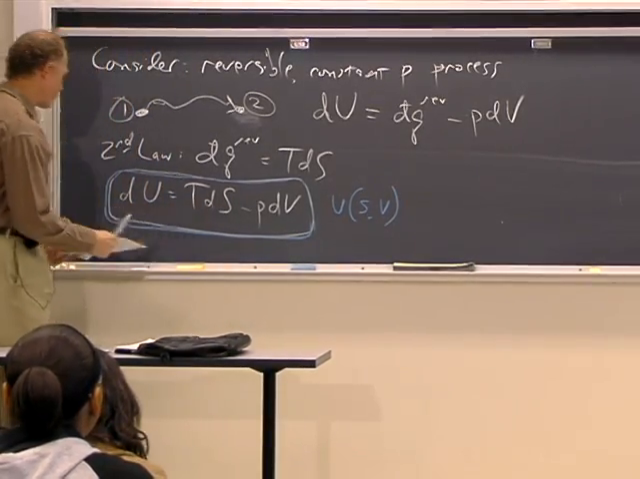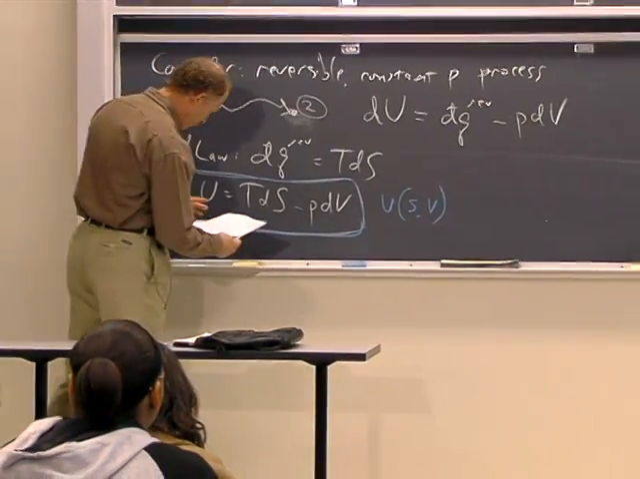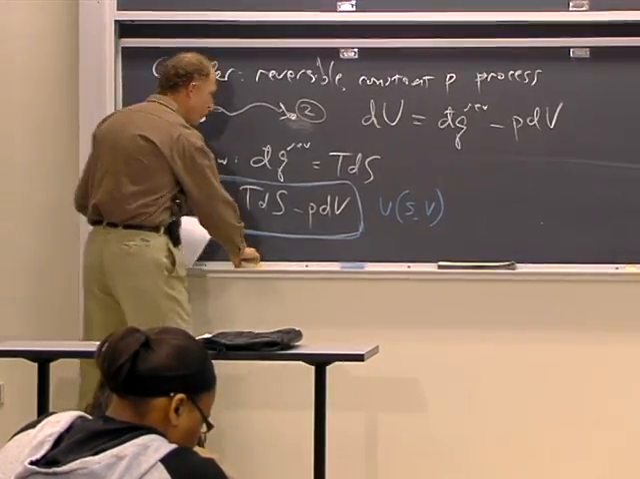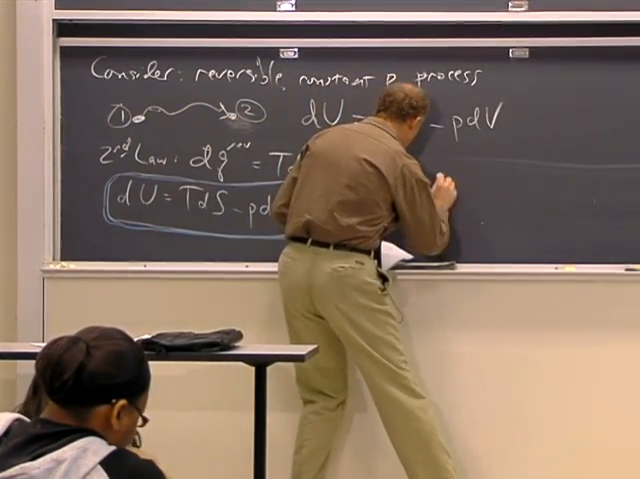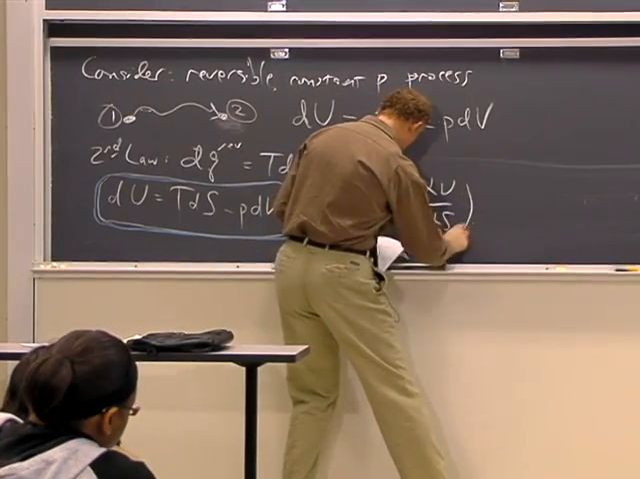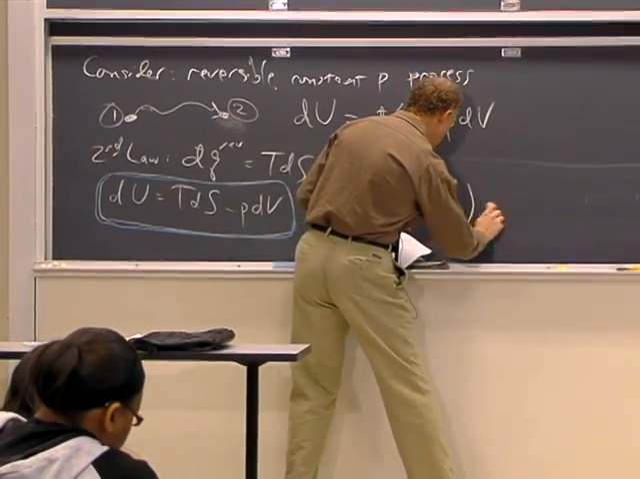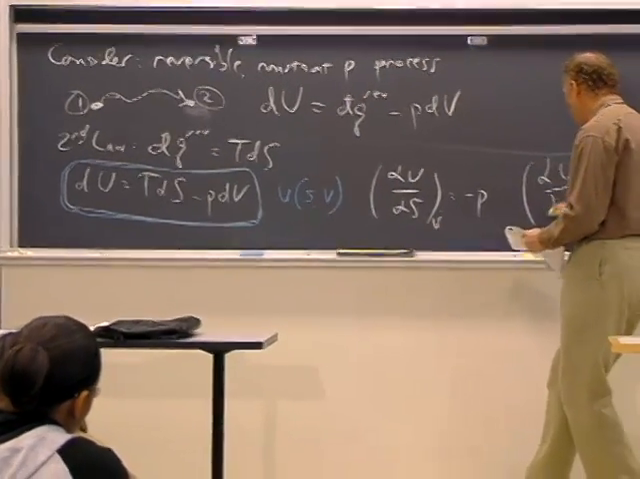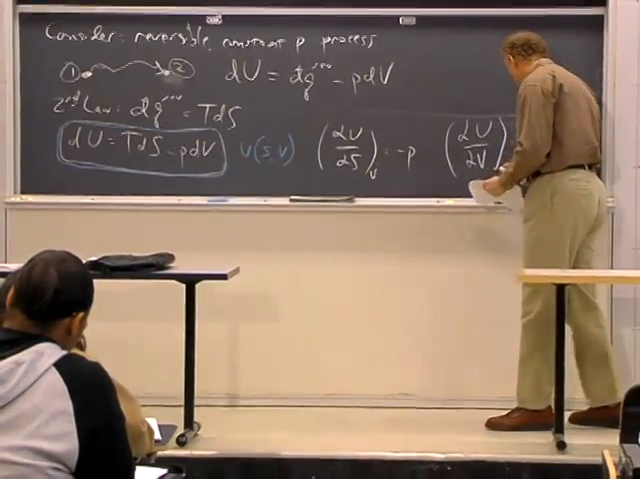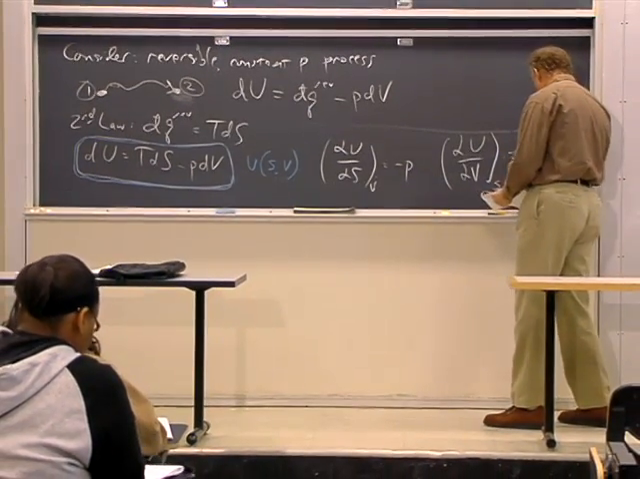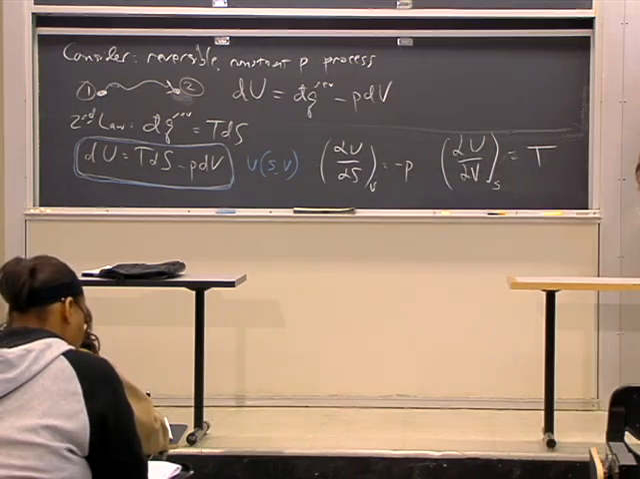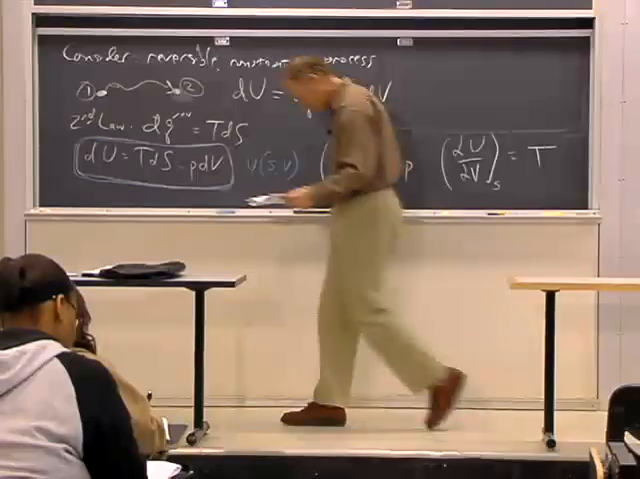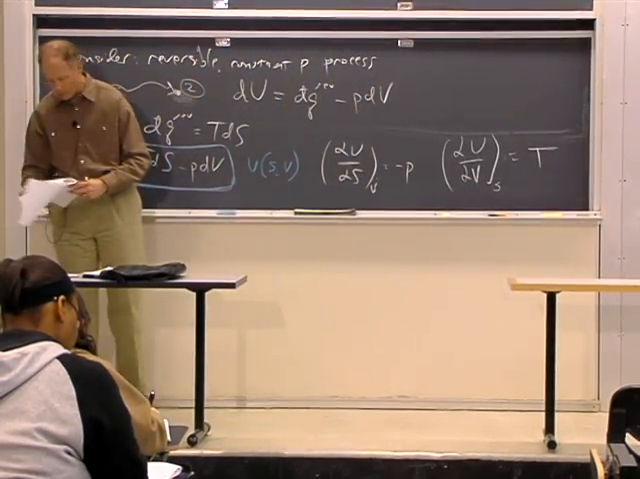And of course, coming out of that, we can take derivatives, and at least for those particular variables, we can see that dU/dS at constant V is T, and dU/dV at constant S is minus p. Those fall right out.